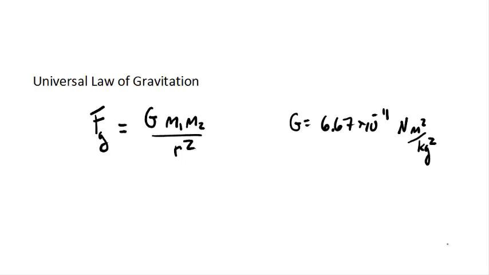So the value G is the universal gravitational constant, which is 6.67 times 10 to the minus 11 newton meters squared per kilogram squared. This formula is to find the force of gravity between any two objects. So m1 is the mass of the one object, m2 is the mass of the second object, and r is the distance from center to center of the objects.